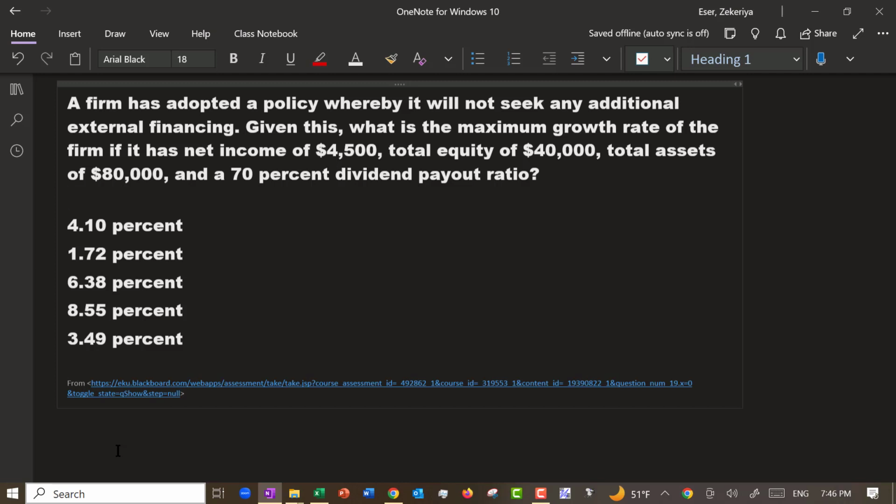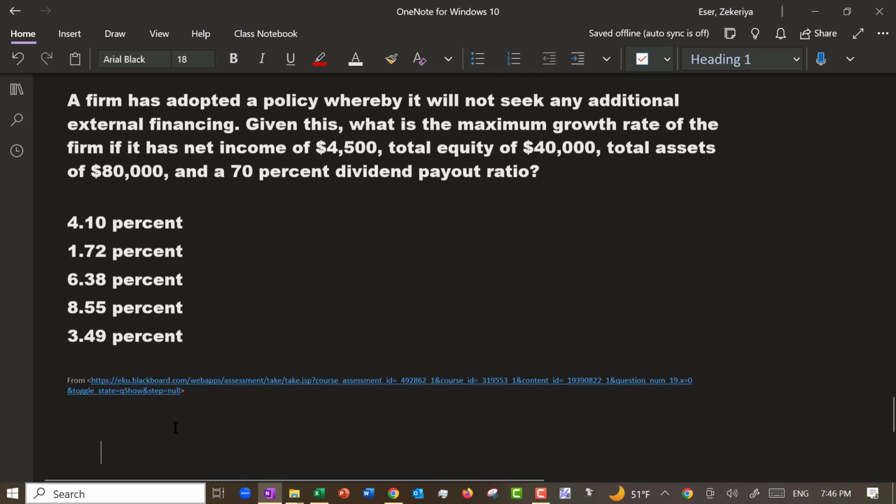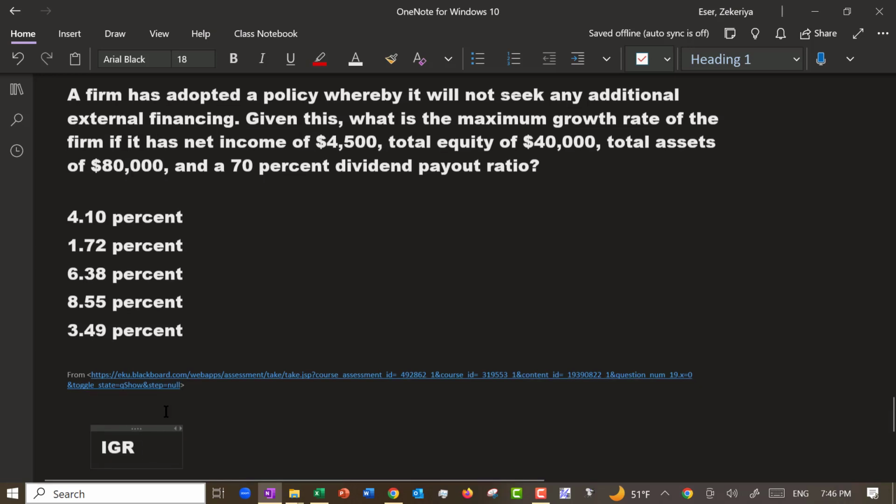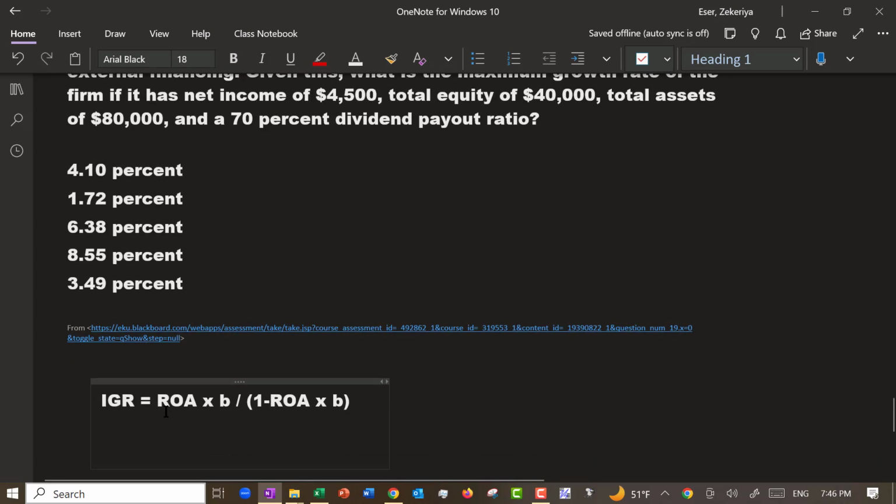Anyone has an answer? Okay, let's write down. First of all, what is the growth rate we're looking for? Internal or sustainable? Internal, because we're not gonna look for any more external financing. So that's ROA times retention ratio divided by 1 minus ROA times retention ratio. So what is ROA? That's the first question we're gonna ask.